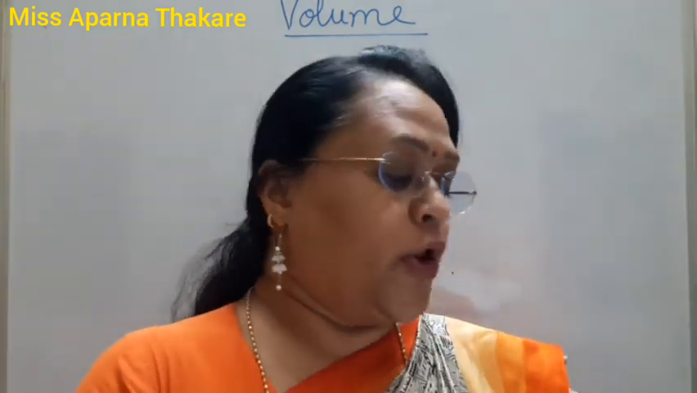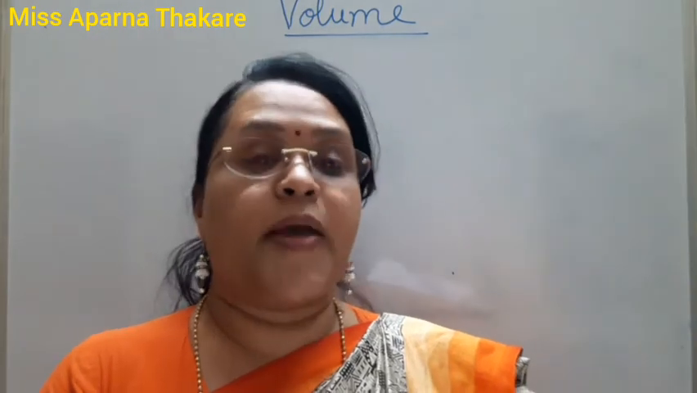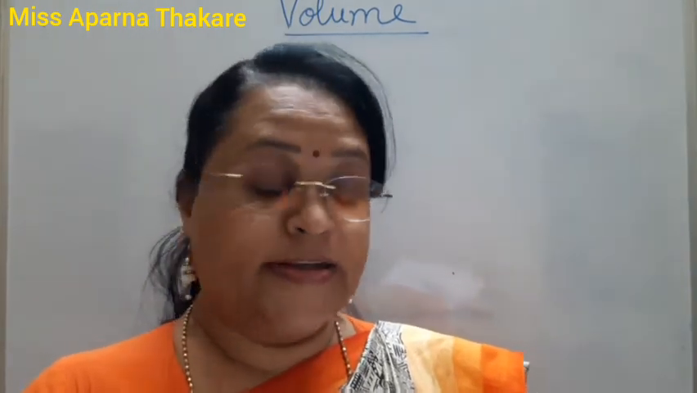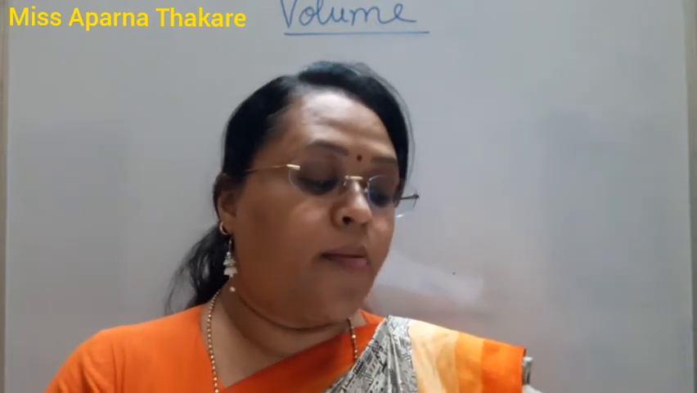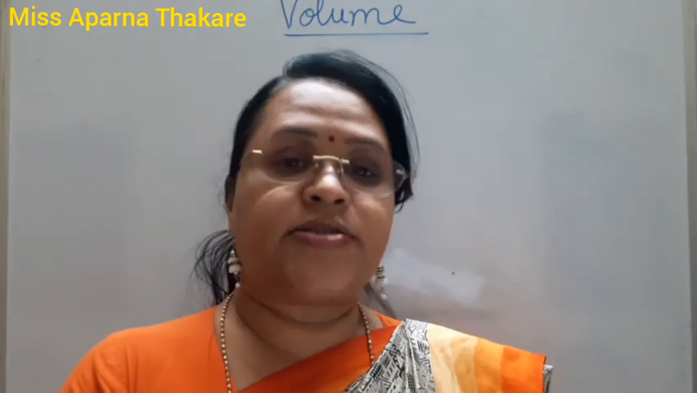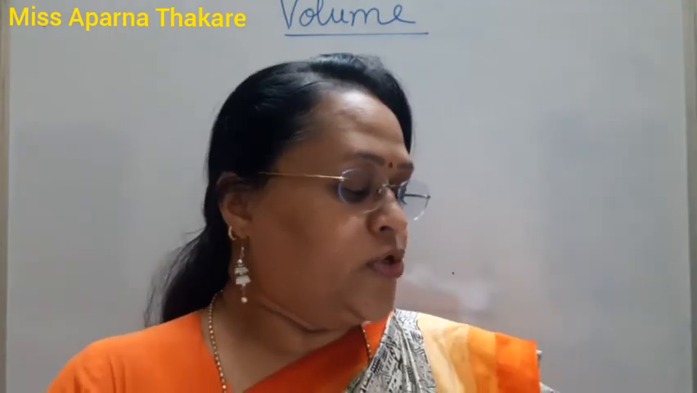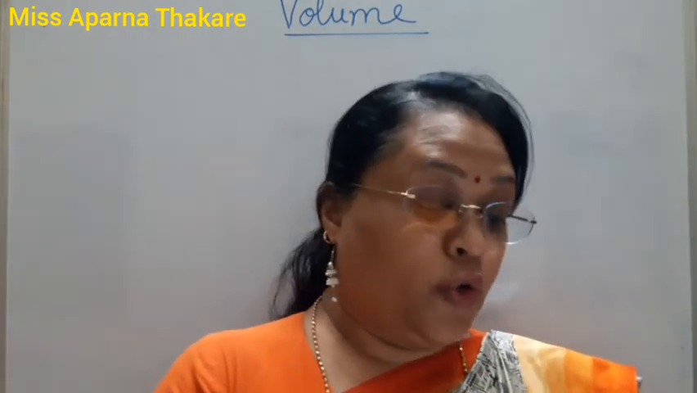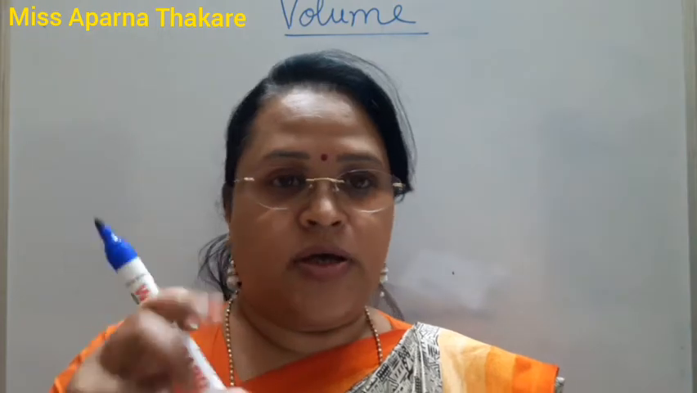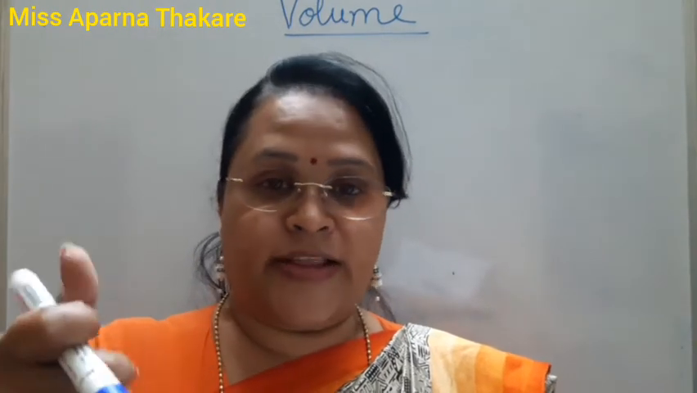So the volume of an object is the amount of space it occupies. What is the definition of volume? The volume of an object is the amount of space it occupies. Underline this sentence. In order to find the volume of an object, fill it up with cubes. Now everyone knows cubes, everyone has cubes they can play with.